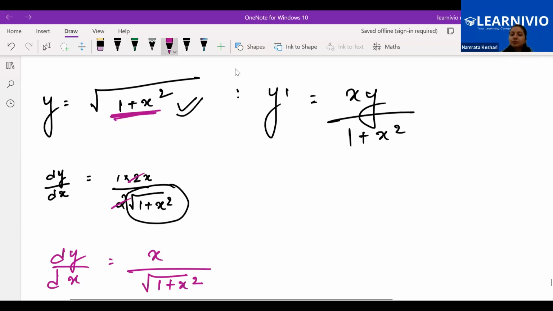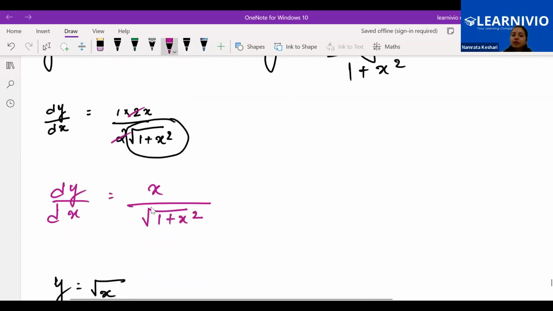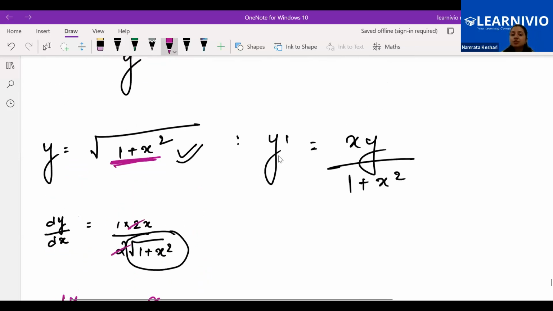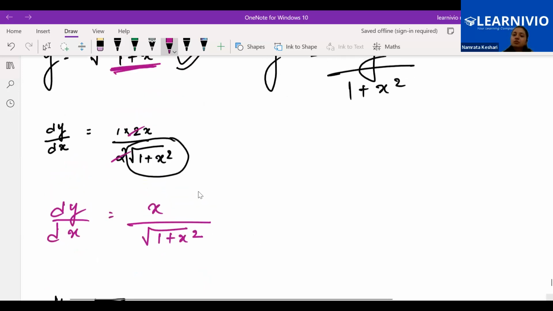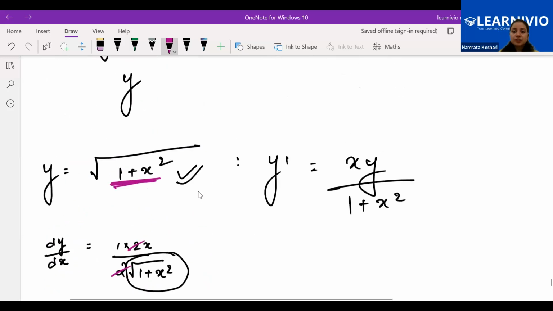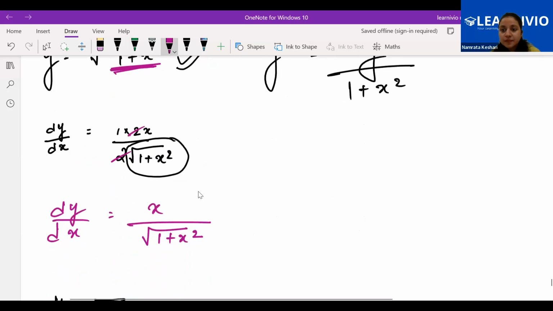But we have to prove something else. So are you able to prove it? Like it's given that y dash is equal to this, but we have got y dash equal to something different. Can you tell me how we can get whatever is given? I could not prove it.